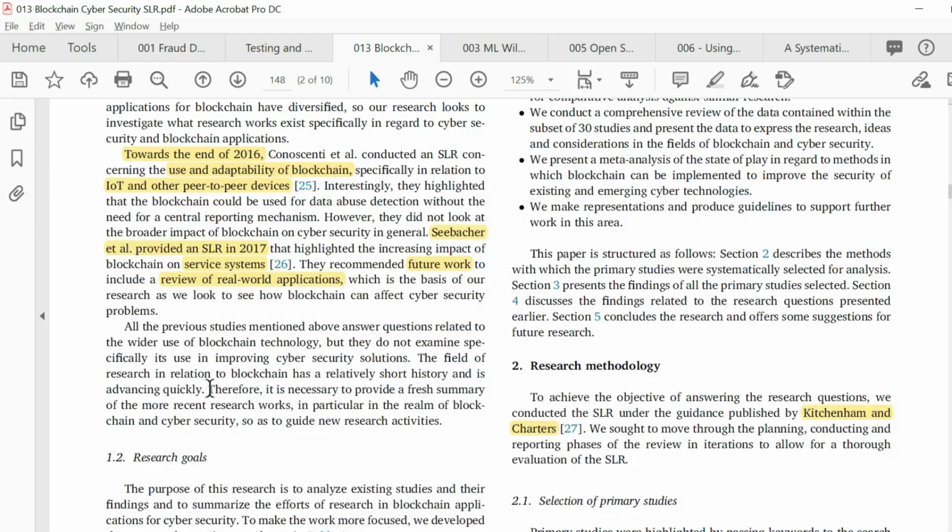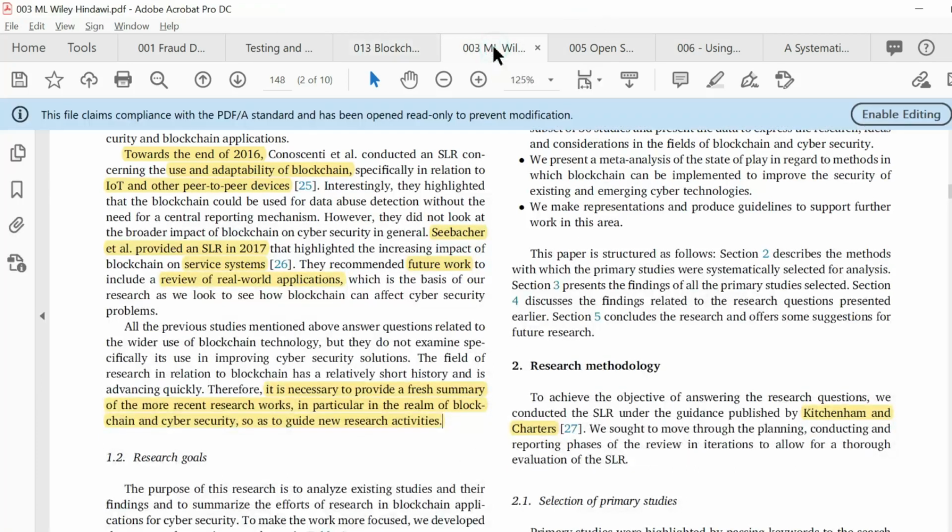Further, they go on to say that it is necessary to provide a fresh summary of the most recent research work, in particular in the realm of blockchain and cybersecurity, so as to guide new research activities. So this is the justification for conducting this systematic literature review. So that was paper 3. Let's move on to paper 4.